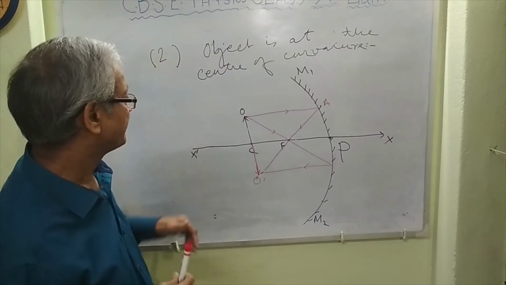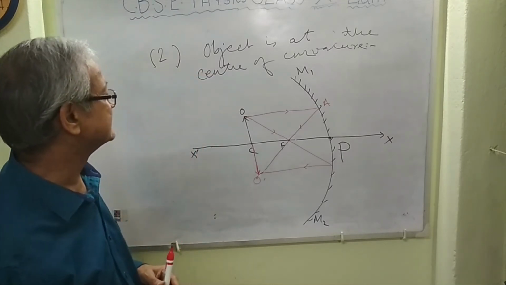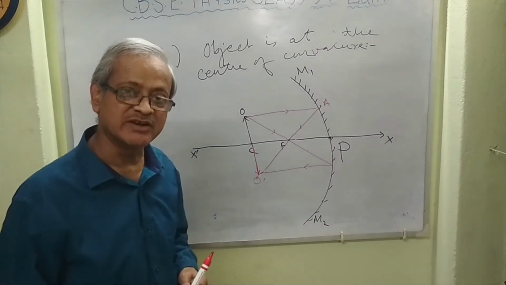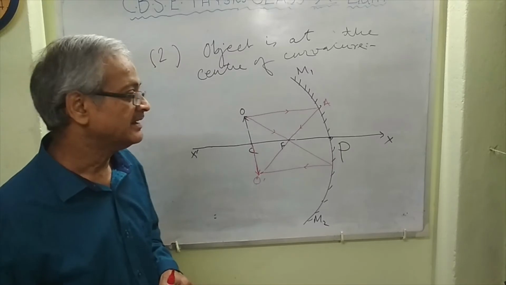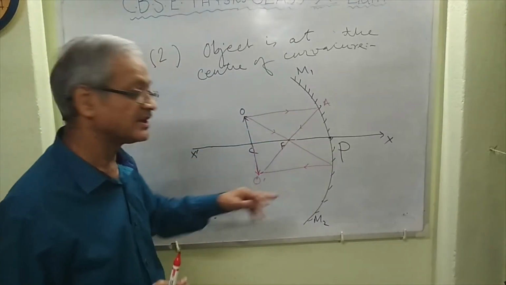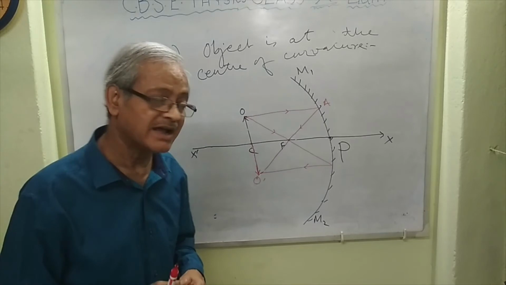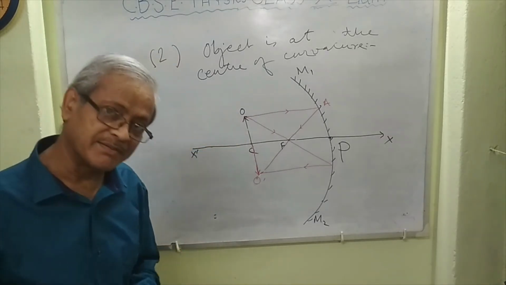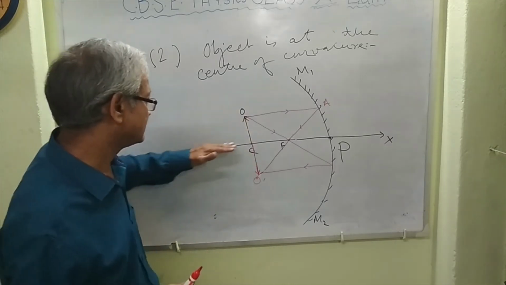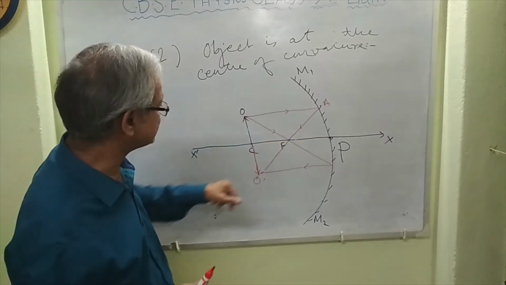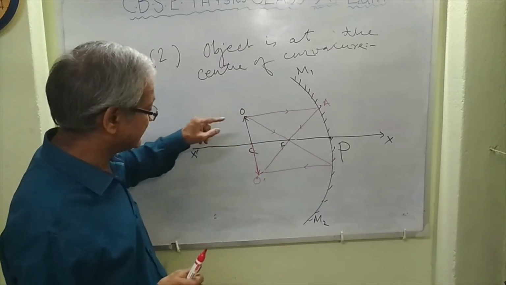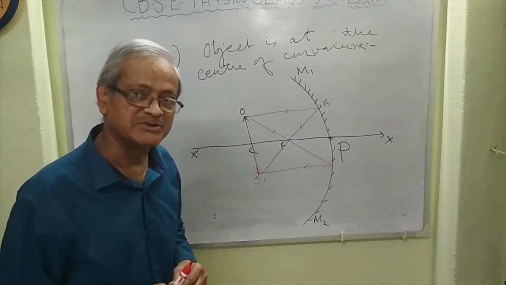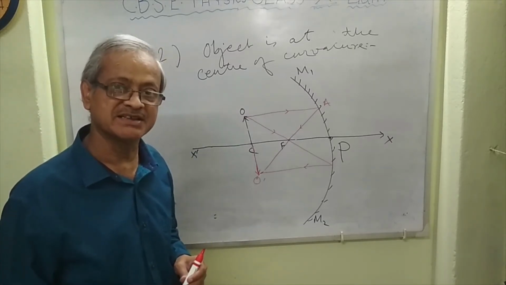In this case, when the object is situated at the center of curvature, then the image formed by a concave mirror due to reflection will be obtained at the center of curvature, just below the principal axis, and it is real and the same size as the object. Write it in your notebook. That is, magnification becomes 1.